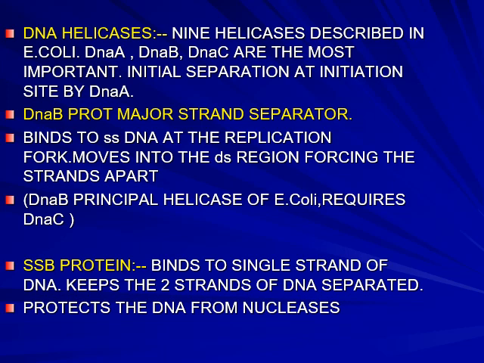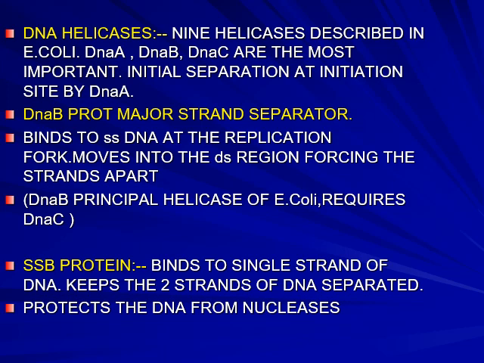Now, another group of enzymes involved in this pre-priming complex are the DNA helicases. Around 9 helicases have been described in E. coli, but the three most important ones are DnaA, DnaB, and DnaC. They bring about the initial separation at the site which has been identified by the DnaA protein.